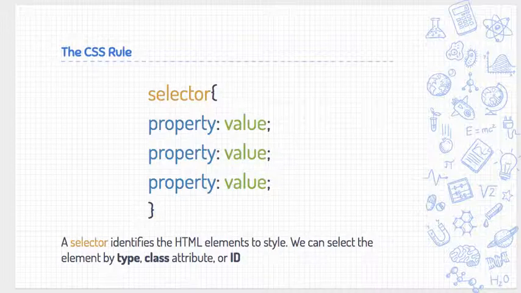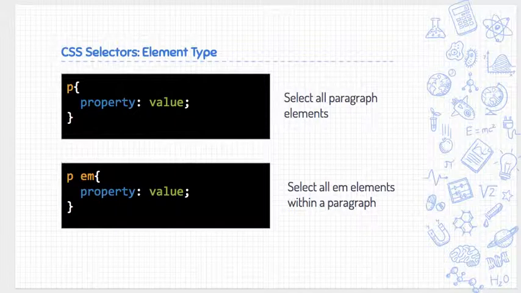So again, the selector identifies the HTML elements that you want to style. And the way that we select these elements is either by type, class, or ID. Let's look at each of those separately. So, selecting selectors by type should be fairly familiar. We've learned about a few different types of HTML elements so far. For example, P, which stands for paragraph, but you also probably remember H1, which is the top level heading, or UL, which is an unordered list.